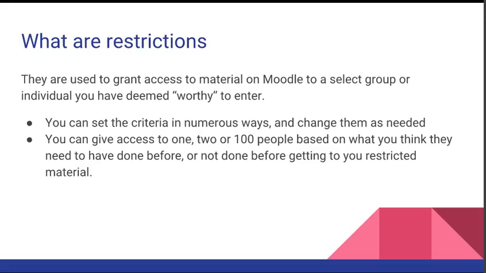You can give access to 1, 2, or 100 people based on what you think they need to have done, or not have done, before getting access to this material. So it can work in both ways. Whereas the last time you were able to do this, when we were using Moodle 1.9, the only place you could restrict access to people automatically was in lessons, and that was just a lesson progression. So you can give access to people to stuff if they didn't pass work and stuff. Well, I'll show that to you in just a minute here.